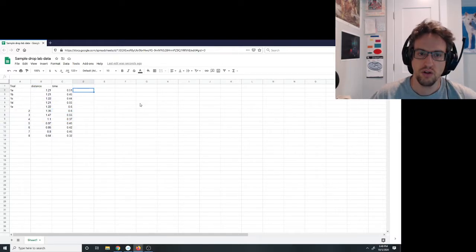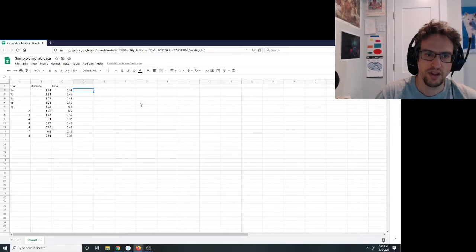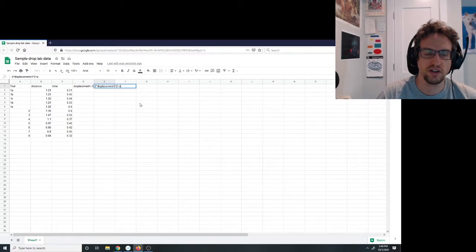So, if you remember from today, we talked about how the equation for acceleration for this is going to be displacement equals 0.5 times a times t squared. And we can rearrange that so that 2 times displacement divided by time squared equals acceleration. So I'm going to use that.